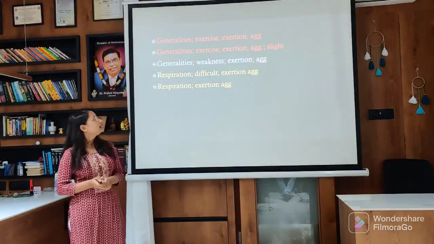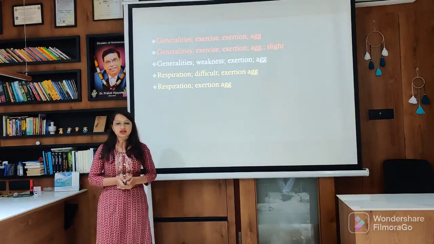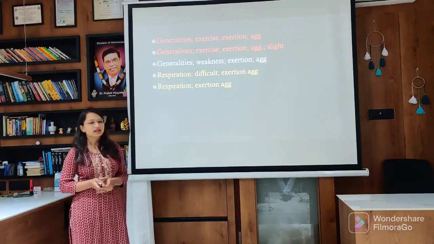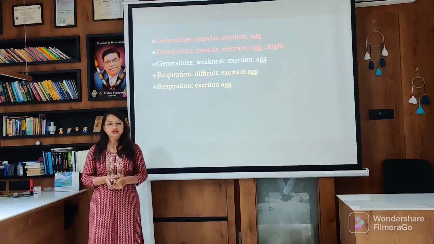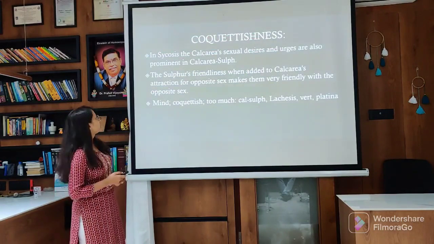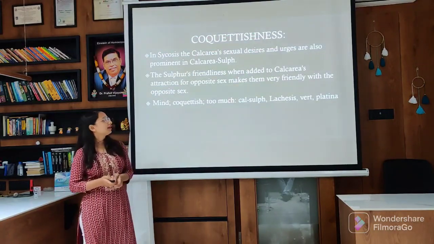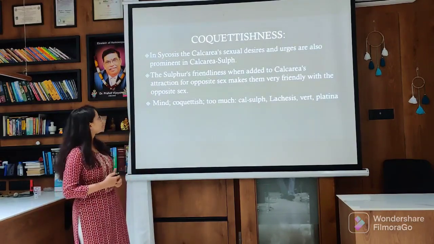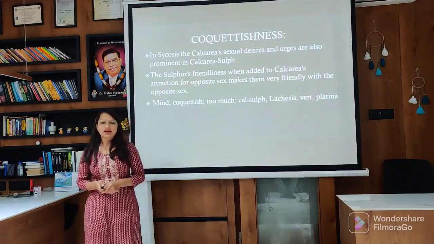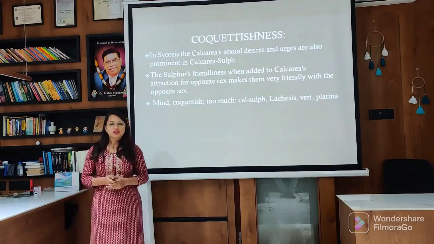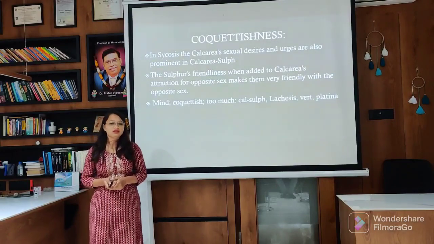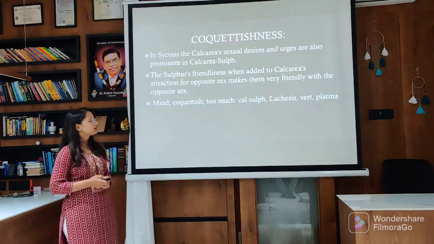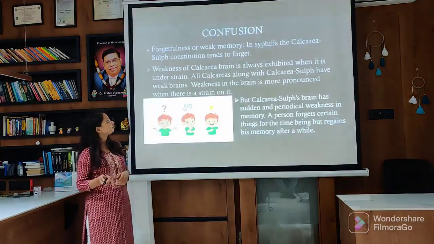Rubrics: Generalities, exercise, exertion, aggravation; slightest exertion, aggravation; respiration difficult, exertion, aggravation. In psora, the Calcarea sexual desire and urge are also prominent in Calcarea sulph. The Sulphur friendliness, when added to Calcarea, attracts them to the opposite sex and makes them very friendly with the opposite sex. Mind, cognitiveness is too much; Calcarea sulph likes it, while Ferrum and Platina are other enemies.